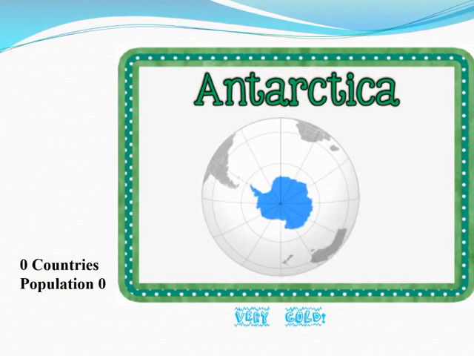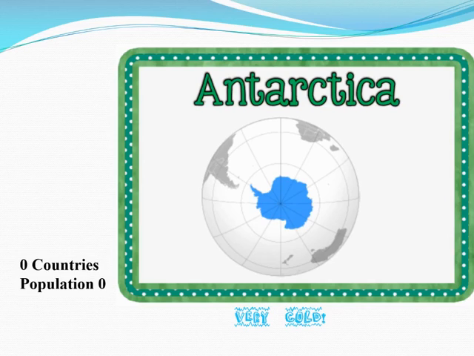Lastly, we'll take a look at Antarctica. Antarctica has 0 countries and the population is 0 people. Antarctica is the least populated continent in the world. There are no permanent residents living there. People do go to Antarctica, but they're mostly scientists who go there temporarily to do research.